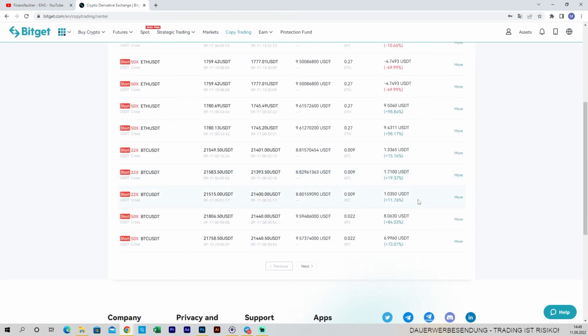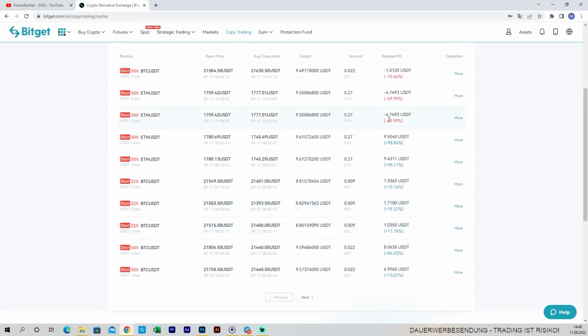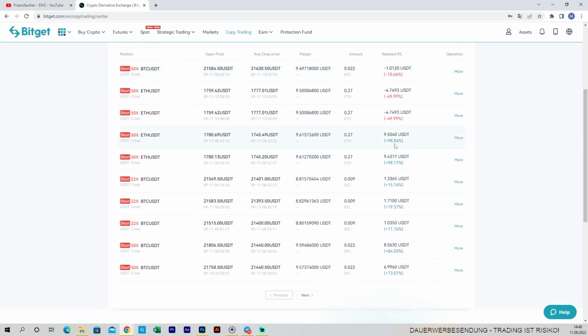Let's check my history real quick, and we see the last 3 trades closed. Here they hit the stop loss. This guy closed the trade at minus 10%. And then we have trades here with 98% profit, 98% profit, 15%, 19%, 11%, 84%, and 73% in profit. So that's what I'm saying. There's very high upside potential, but at the same time, you can easily reach those stop losses, you know? So there's high risk involved, but in the end, where we saw the one guy made $250,000 for his copy traders, that's huge, you know?